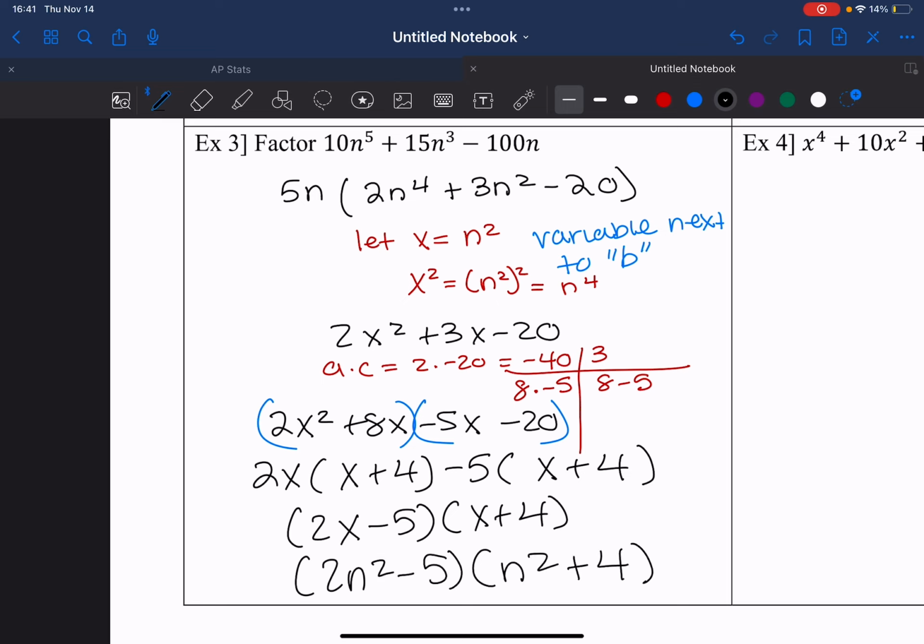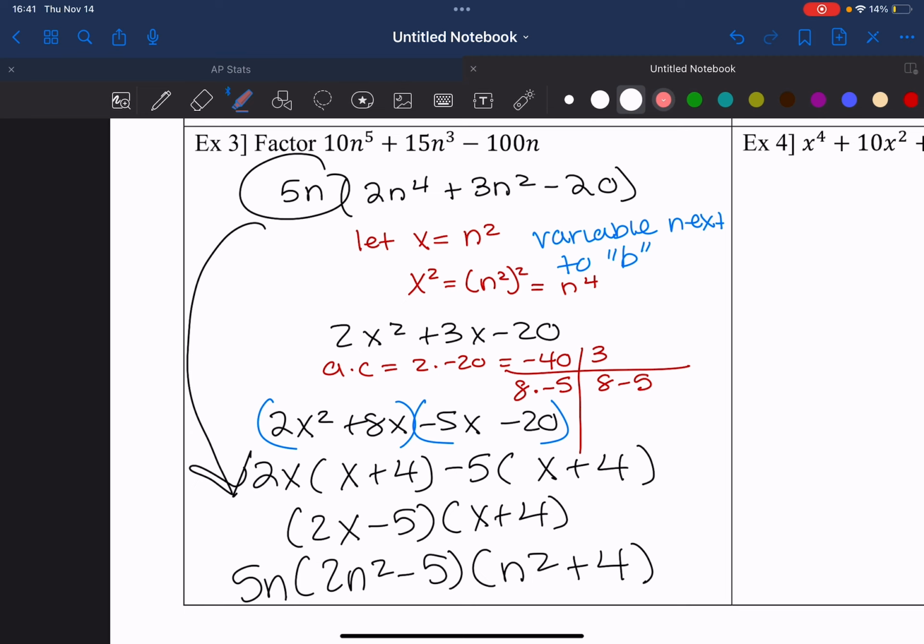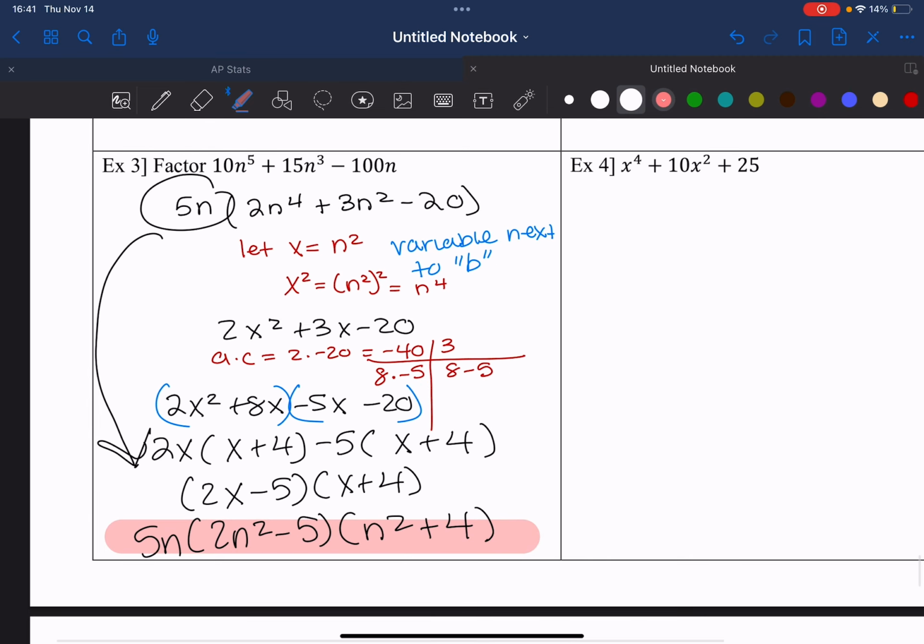And then I can't forget about my GCF from the beginning. So I'm going to bring it down, and I have 5n. So this is my factor. And now I just have to set it equal to 0 to get each of my answers separately for n. And I'm going to go ahead and use this space right here real quick.